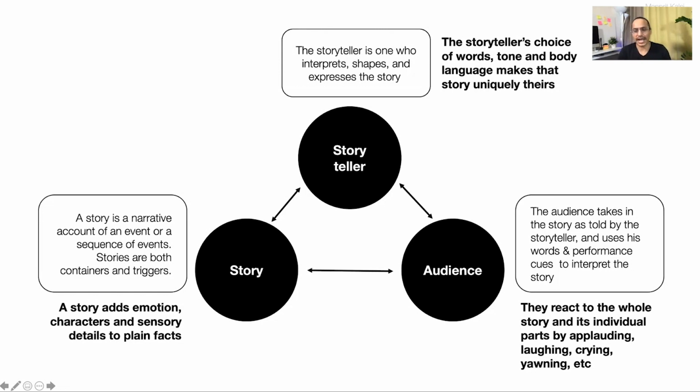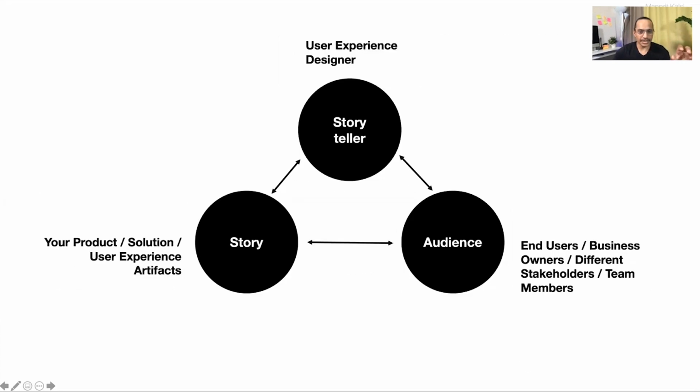So they react to the whole story and its individual parts by applauding, laughing, crying, yawning, right? This is the response that you get. And if people are not enjoying, they will just yawn and move on. Okay, so we need to bring the right impact, and how to bring the right impact we'll see in design. So that was the core storytelling skills.